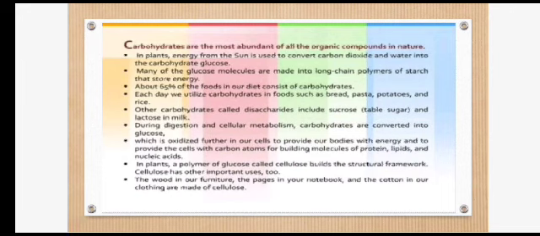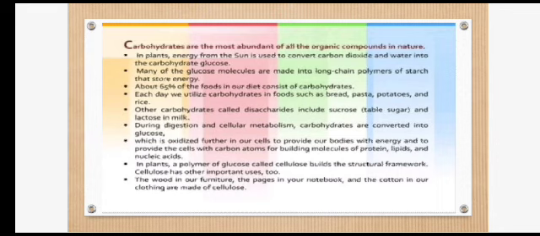In plants, energy from the sun is used to convert carbon dioxide and water into the carbohydrate glucose. Many of the glucose molecules are made into long-chain polymers of starch that store energy. About 65% of the food in our diet consists of carbohydrate. Each day we utilize carbohydrate in foods such as bread, pasta, potato and rice. Other carbohydrates called disaccharides include sucrose, also called table sugar, and lactose in milk, which is called milk sugar.